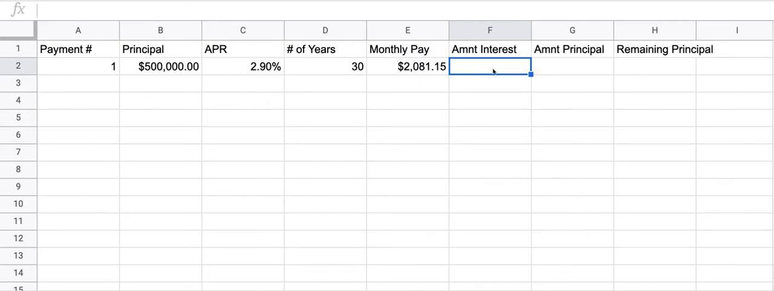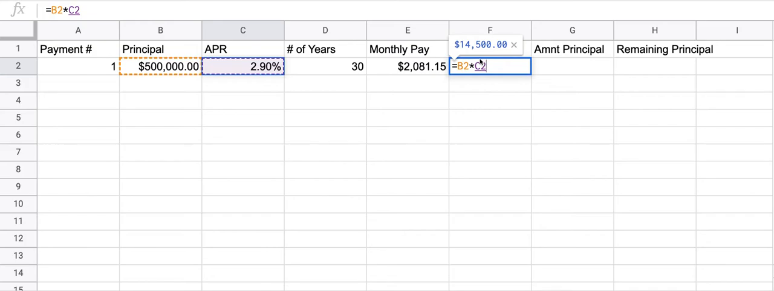So what we will type into this cell is equals principal times interest rate. And notice I'm clicking on those two cells, and that's very important. Instead of typing numbers in, we're clicking on them. So we have principal times the annual percentage rate. That is going to tell you for this specific payment period, if this stayed the same throughout the year, how much you would be paying in interest, and that'd be $14,500.